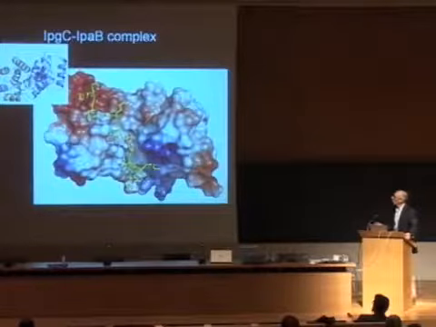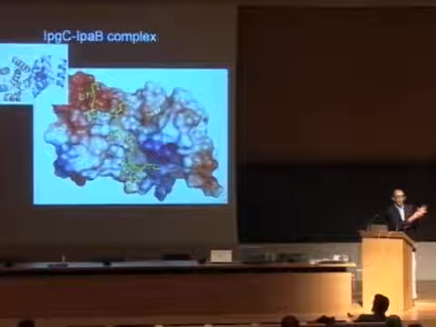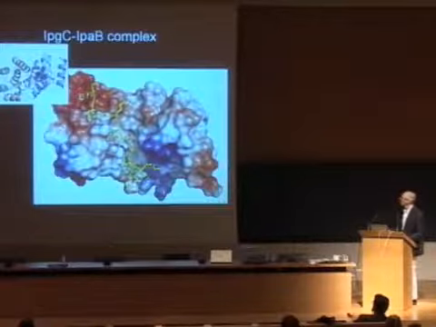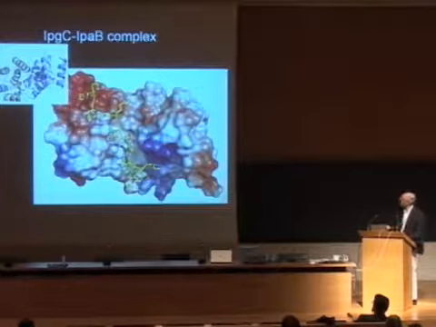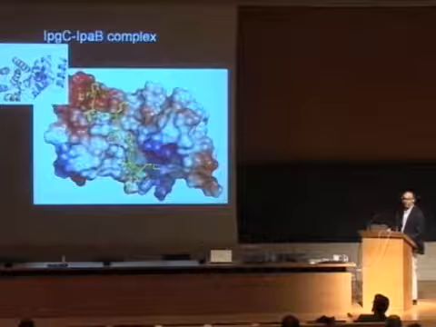So there are several things that are interesting in this co-crystal. First of all, let me orient you. This is the concave form of the groove of one of the monomers. This would be kind of like the form of my hand looking at you. And this is the IPA-B peptide that is hooked to IPGC. What is interesting is that IPA-B is in the extended conformation, at least the section that binds to IPGC.